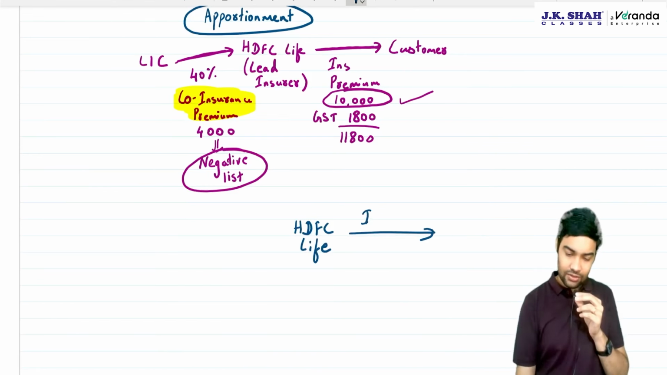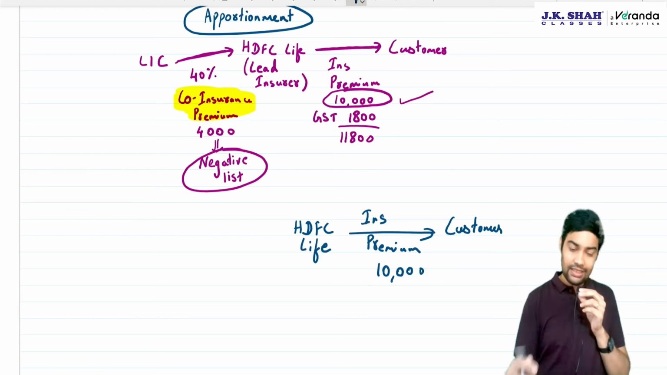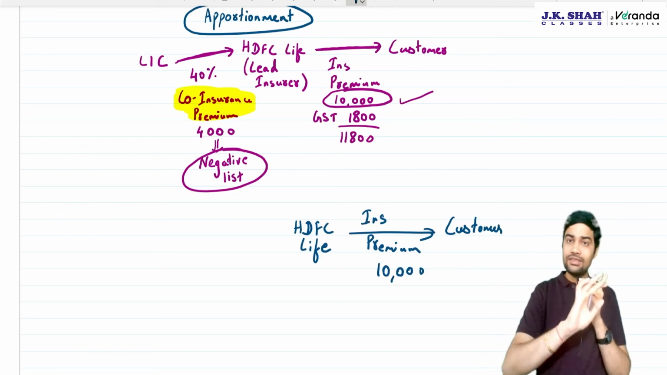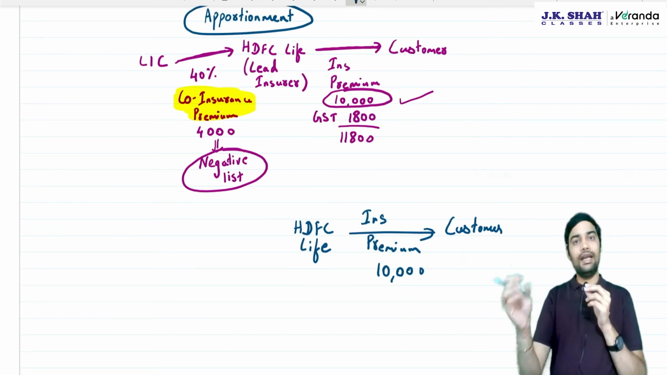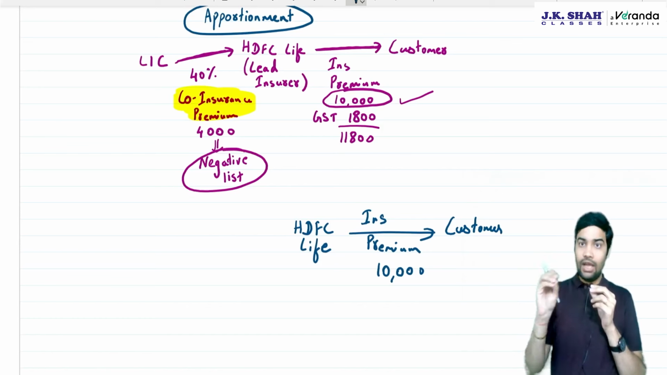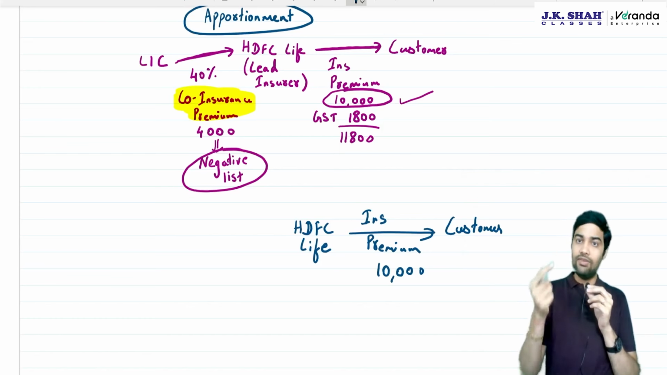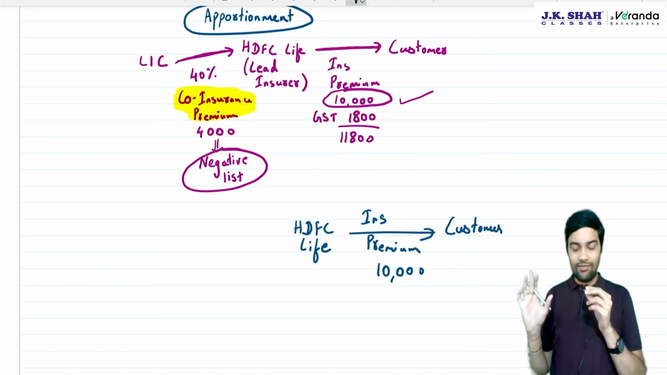HDFC Life sold policies to customers and collected insurance premium. Say suppose they collected 10,000. Now this policy is issued by HDFC Life. There is no sharing agreement between LIC and any other company. This entire 10,000 will be kept by HDFC Life.